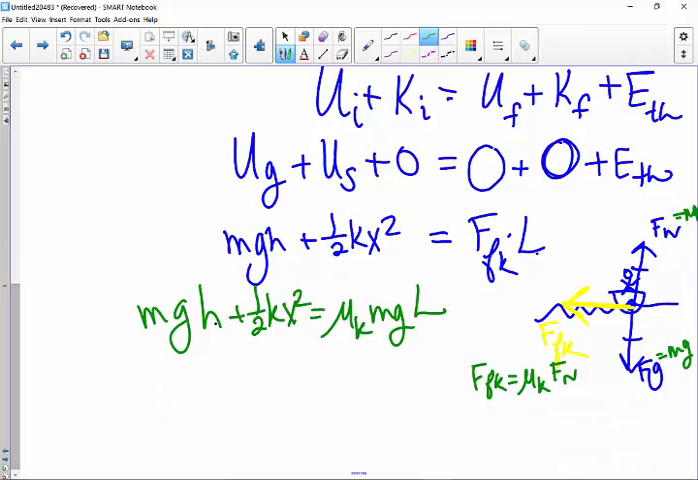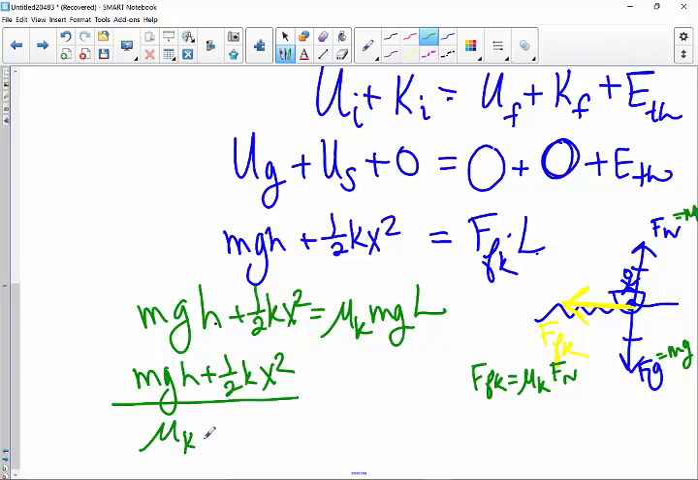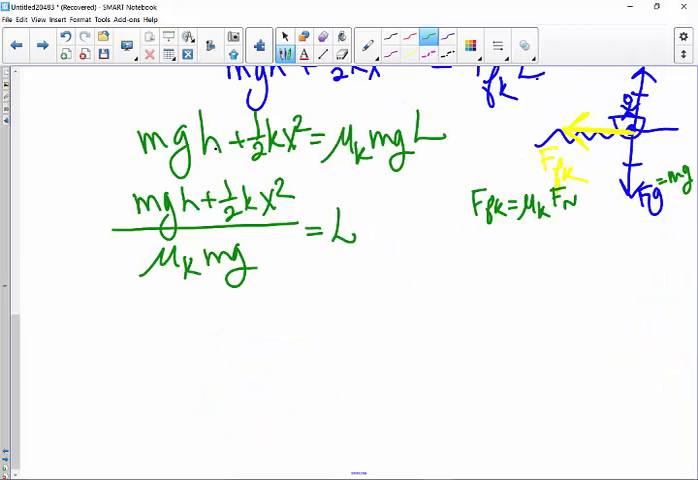Remember, we're trying to solve for L, so divide everything by mu k mg. And plugging in all those values, which you can take a moment to do, this should equal about 69.239 meters.